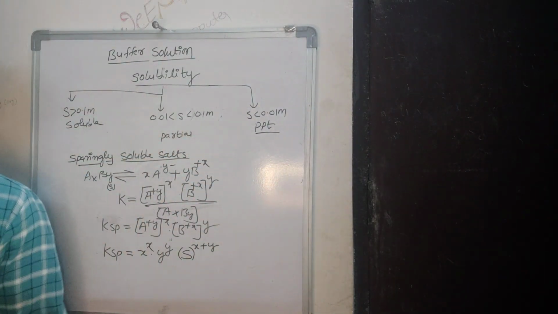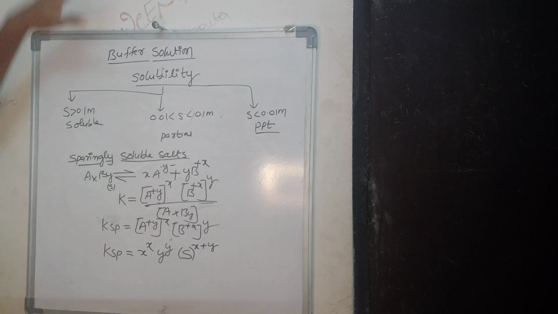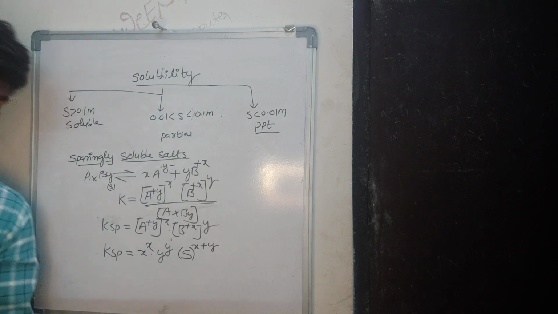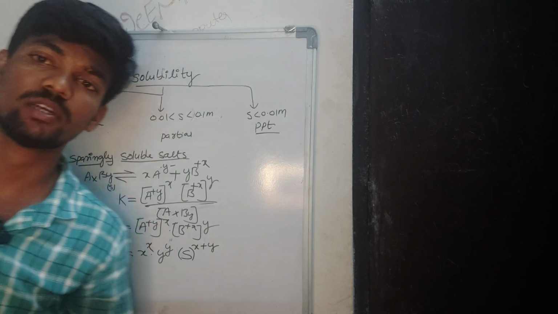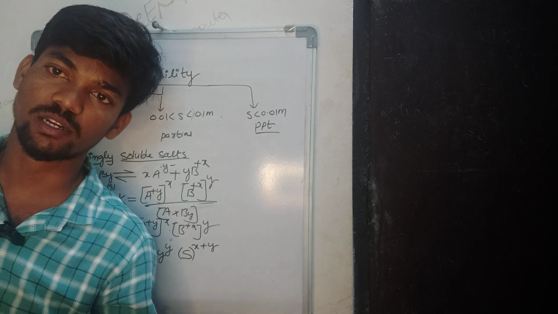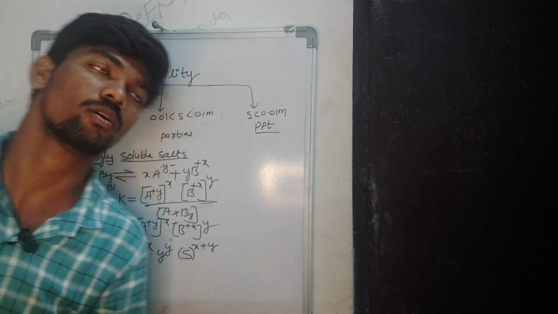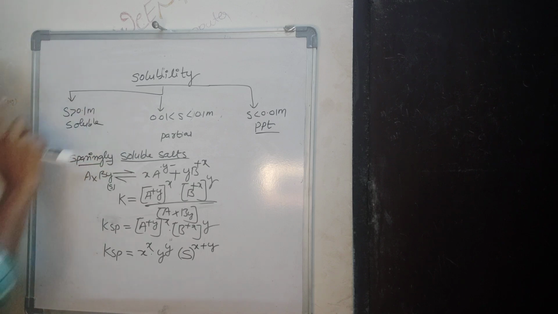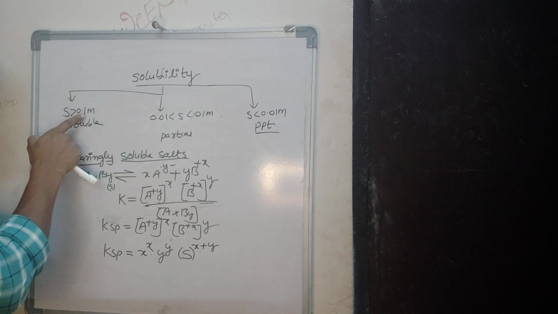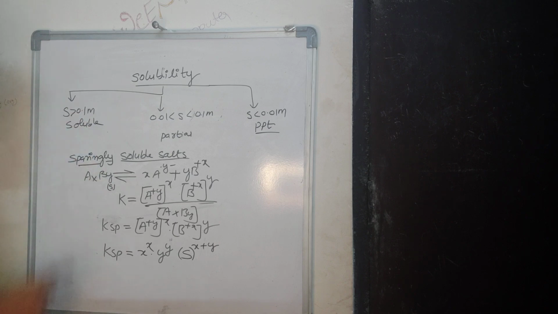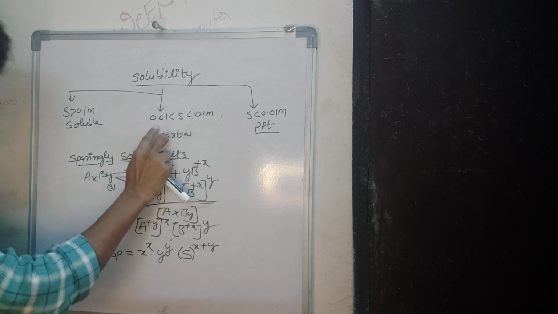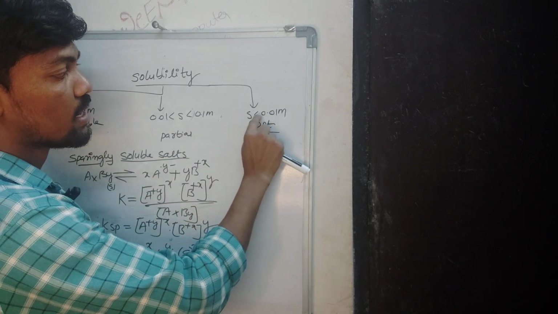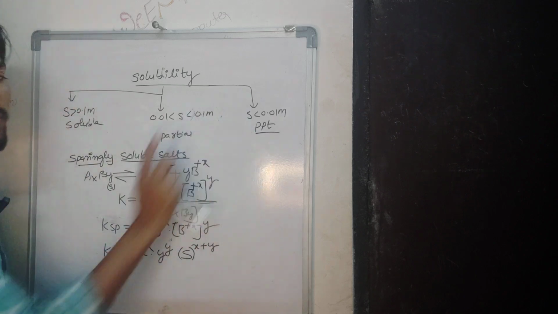Okay guys, next we have to go for solubility, not a buffer solution, solubility. So solubility has three types. In solubility, it will be soluble, or partially soluble, or form precipitate. If the concentration is greater than 0.1 M, it will be soluble. Between 0.1 and 0.01 it is partially soluble, and if it is less than 0.01 it will form precipitate.